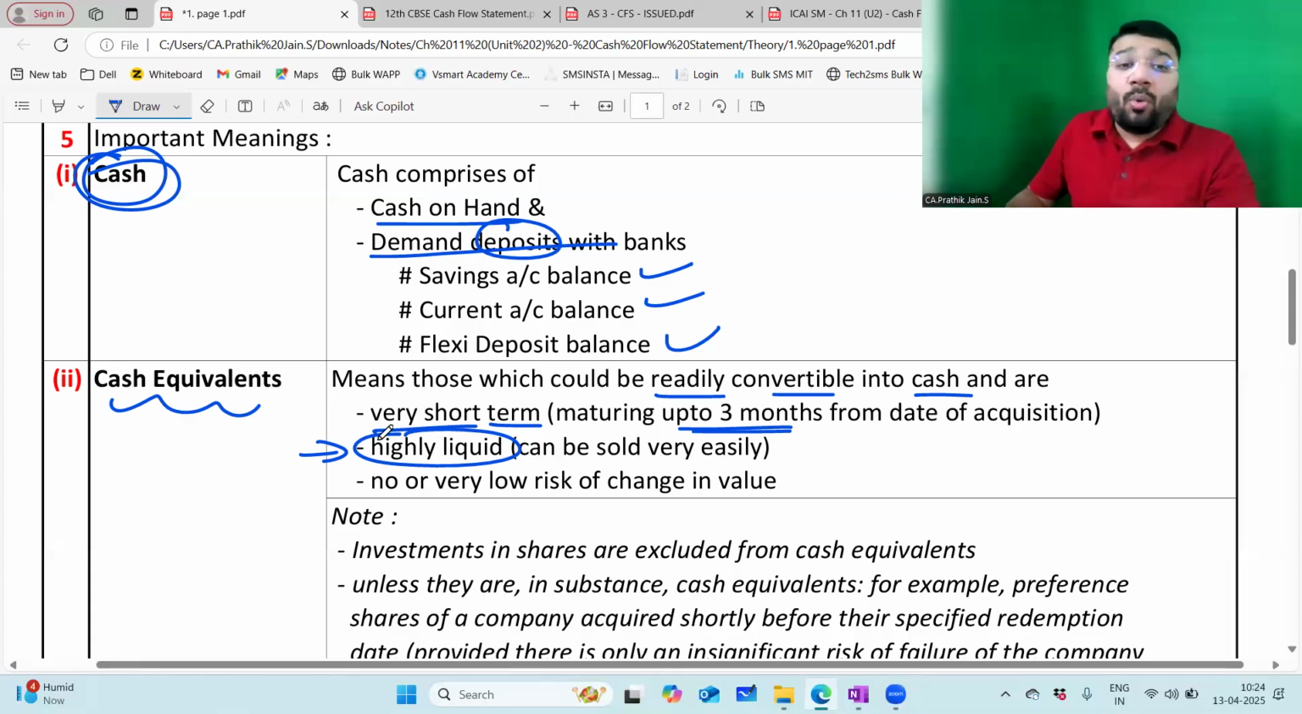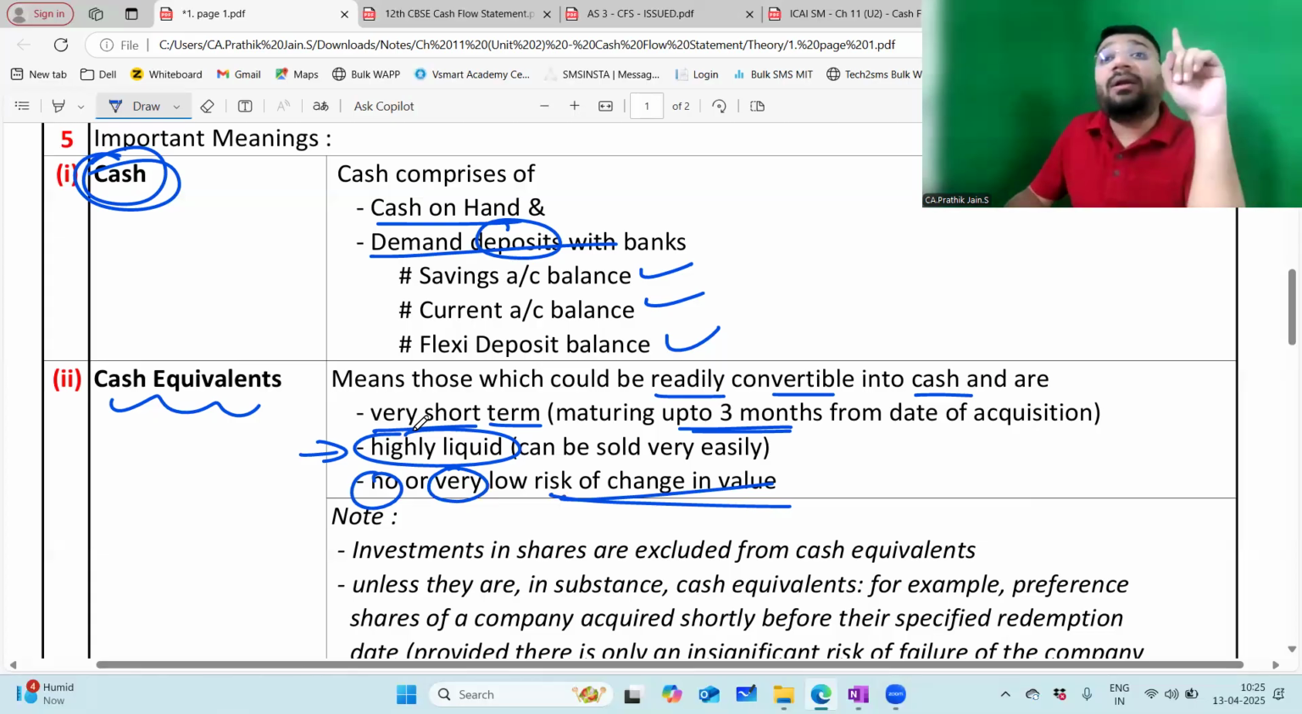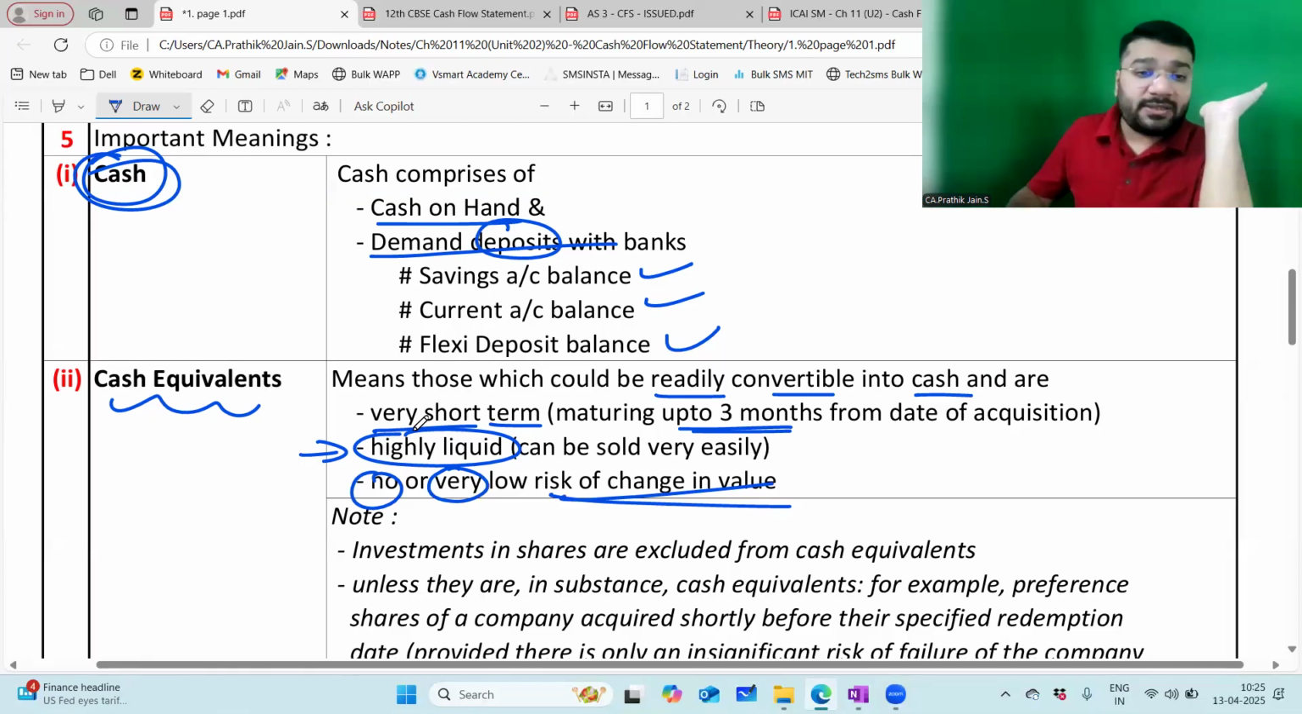Third condition, whatever amount you've invested should have no risk of change in value, or a very, very mild risk of change in value. If all these three conditions are cumulatively satisfied, then it's called cash equivalent. If any one condition fails, then it is not a cash equivalent, it becomes your investment.